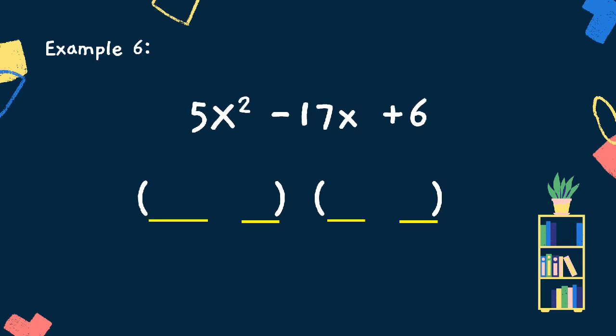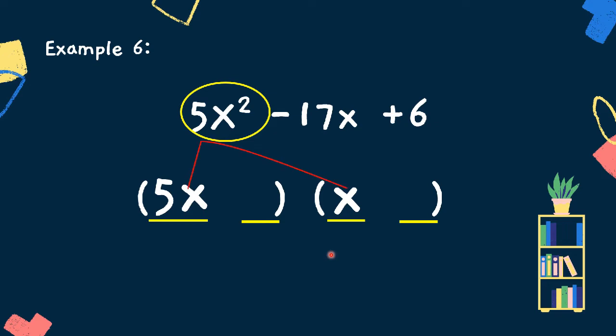Next, we have example number 6. So this time, still the same. The leading coefficient is greater than 1. So here, the first term is 5x squared. Identify the factors of 5x squared. These are 5x and x. There are no other factors than 5x and x. That will give us the product of 5x squared.